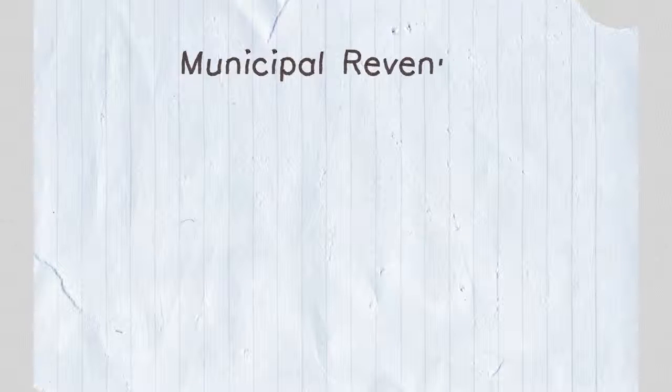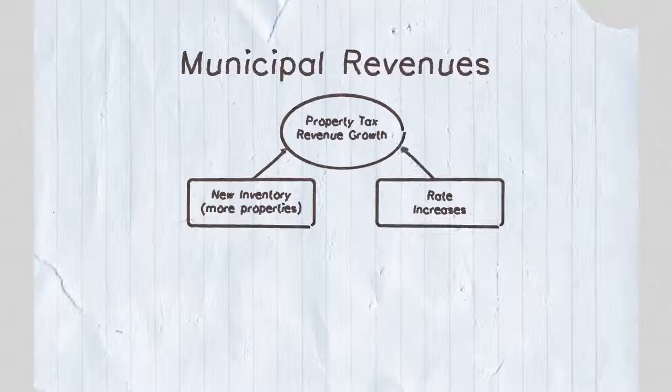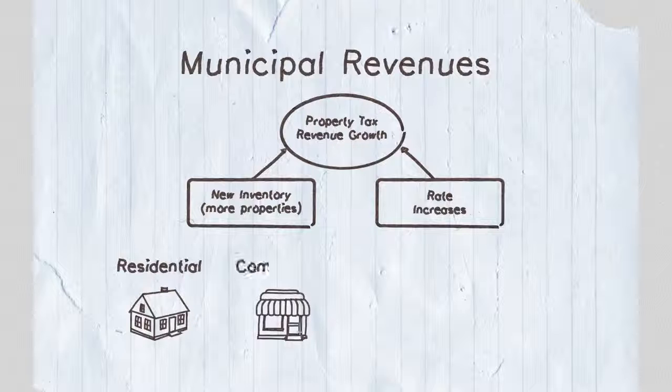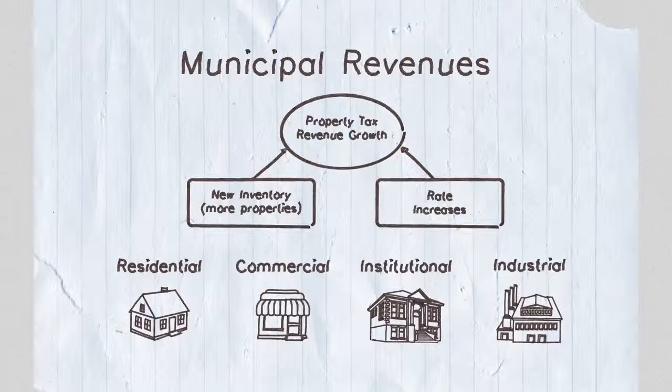Let's start by explaining the difference between municipal property taxes and taxes collected by the federal and provincial governments. The City of Saskatoon collects taxes based on properties. In other words, the city doesn't generate greater tax revenues from new population alone. Instead, it generates these revenues from new residential, commercial, institutional, and industrial land and buildings.